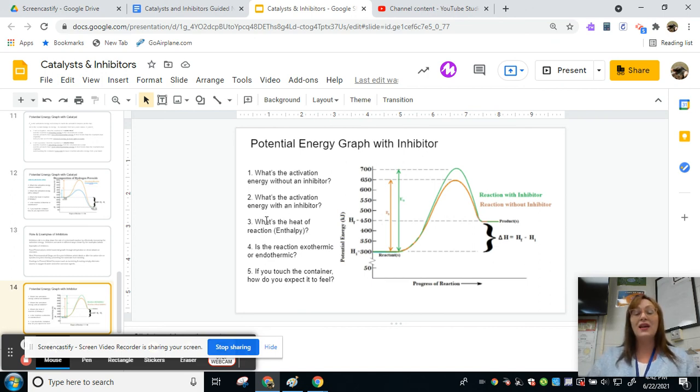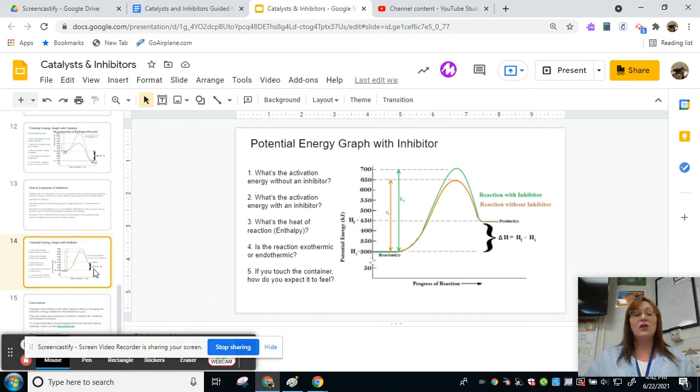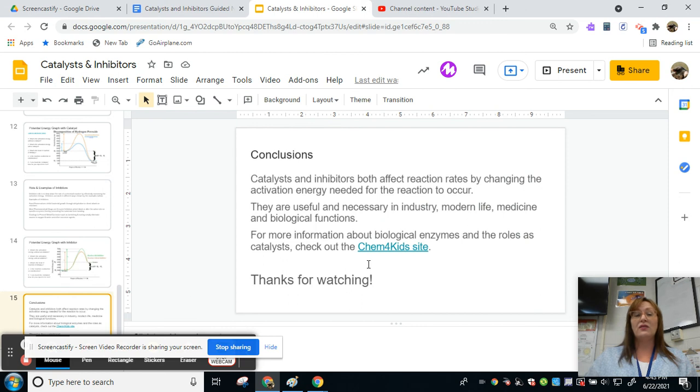Number 3, the heat of reaction is also changed. So again, I just look at where I ended, where I started, just read the y-axis. So my final heat for the products here is 450. My initial heat for the reactants here is 300. So I'm going to subtract final minus initial, and I end up with positive 150 this time. And the positive sign means endothermic. So if you feel it, it's going to feel cold. It's going to be pulling energy out of your hands.